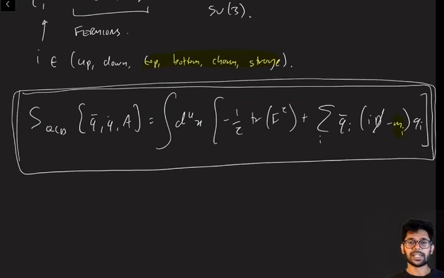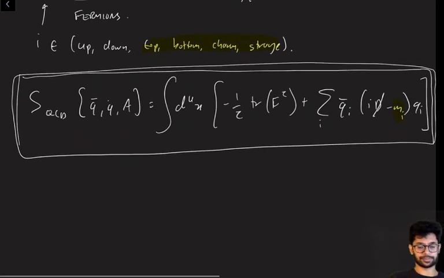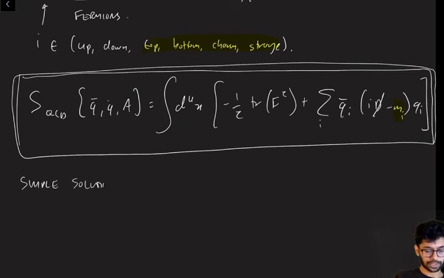All right, so now that we have this theory, let's briefly discuss some physical implications of it. Let's look at some simple solutions to the Yang-Mills equation, by which I mean the classical Yang-Mills equation.